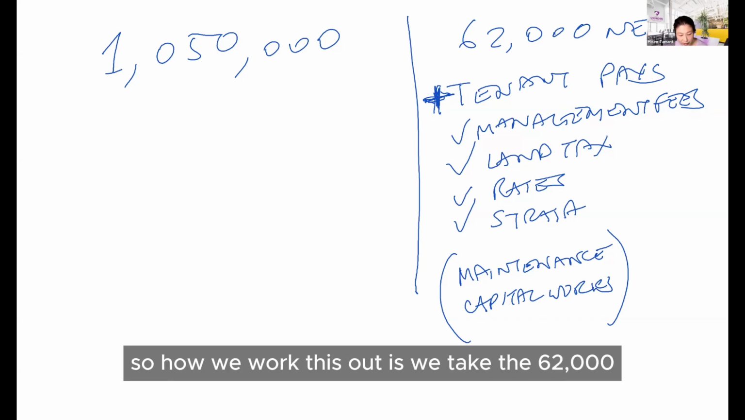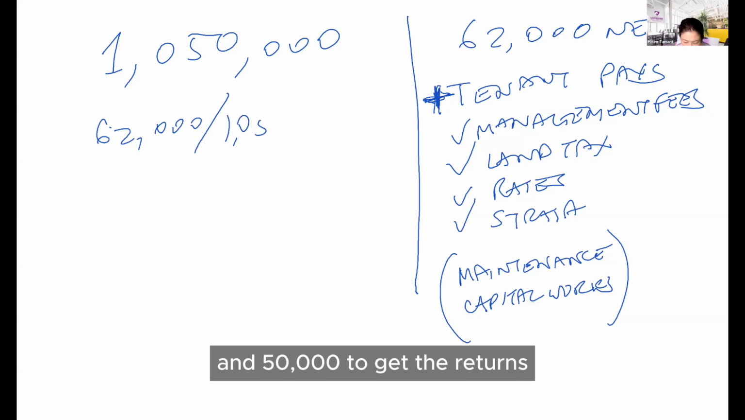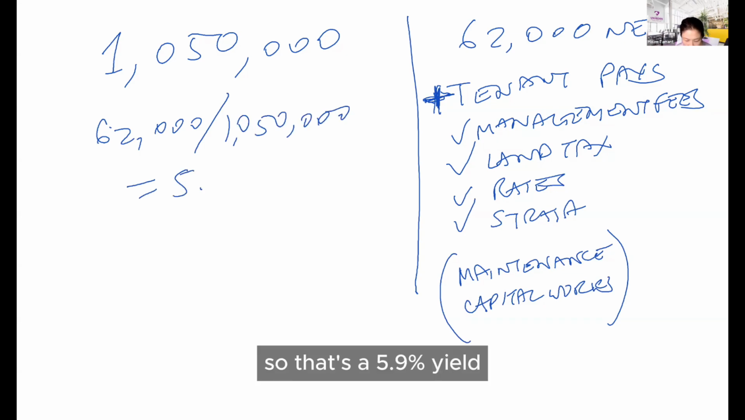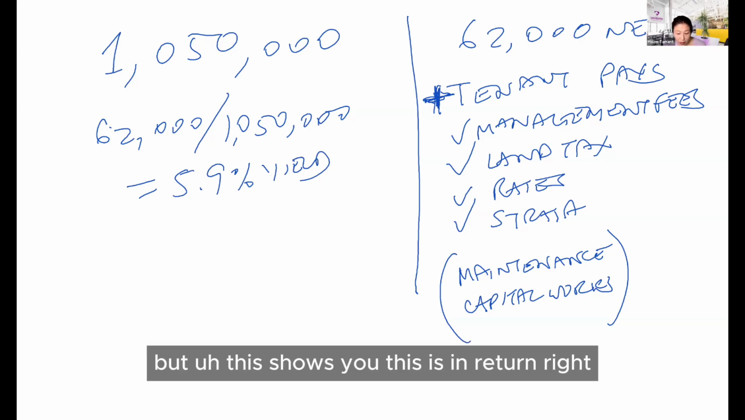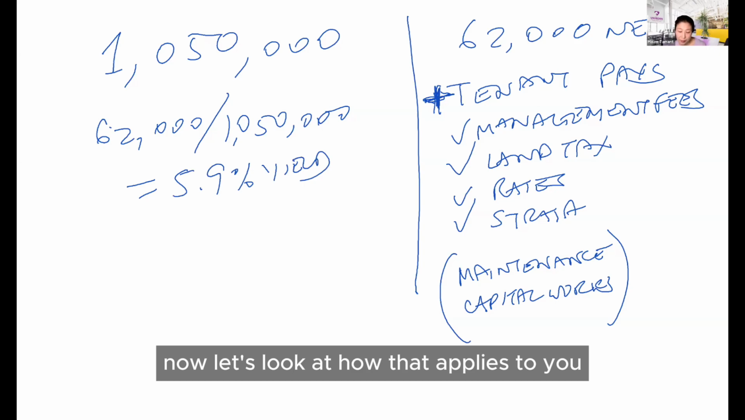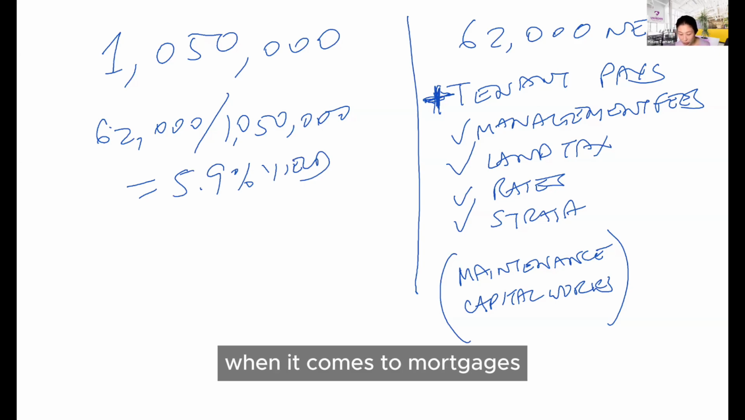So how we work this out is we take the $62,000 and we divide it by 1,050,000 to get the returns, right? So that's a 5.9% yield. So we know you're getting a 5.9% yield for this industrial warehouse. Now I'm going to show you some photos again later on, but this shows you the return. Now let's look at how that applies to you when it comes to mortgages.